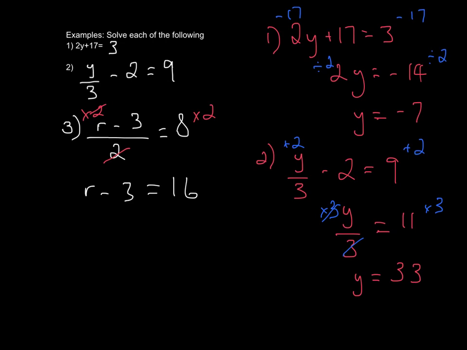And the final step, we've got negative 3 on the left hand side. We want to get that to the other side, so we need to plus 3 to both sides. And that'll leave us with r equals 19.